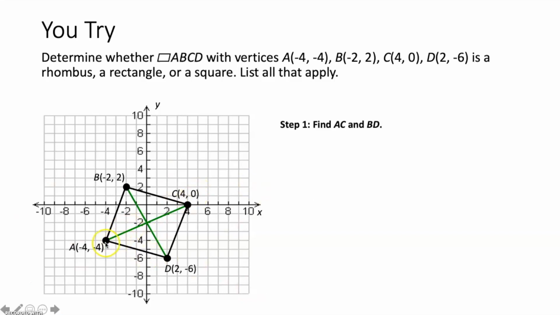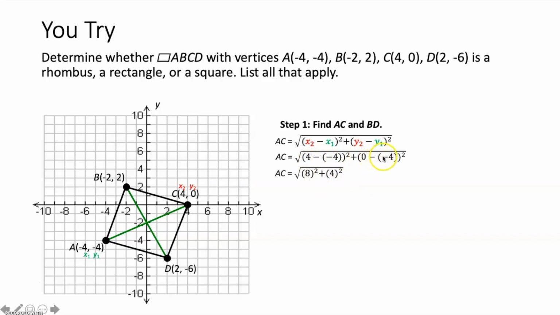So let's first find the distance between points A and C, the measure of segment AC. To do this, we choose one of our points to be x sub 1, y sub 1, the other one to be x sub 2, y sub 2. Plug in the coordinates to their corresponding spots in the distance formula and simplify. 4 minus -4 is the same thing as 4 plus 4. That's going to be 8.